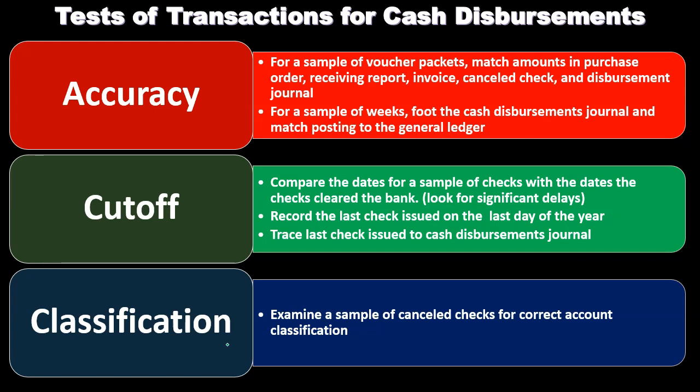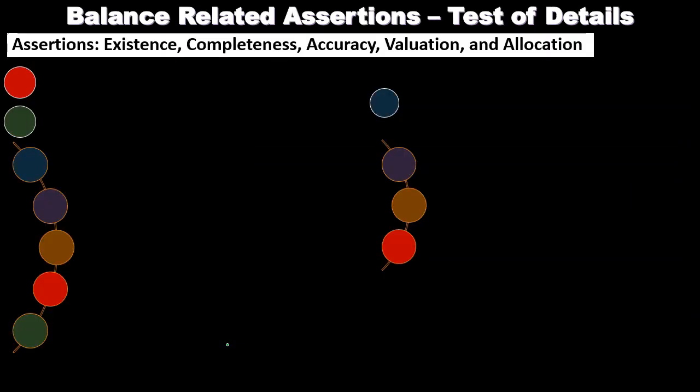We want to make sure, one, that the classification is correct with the proper cash account that the cash went out for. And two, we could check the other side of the transaction as well, as long as we're going through a sample of the cash checks. Was it properly classified in terms of the proper expense account and/or other account that it was paid for?